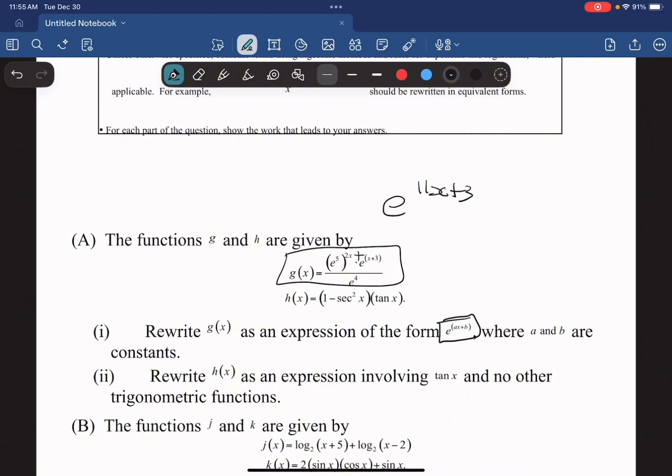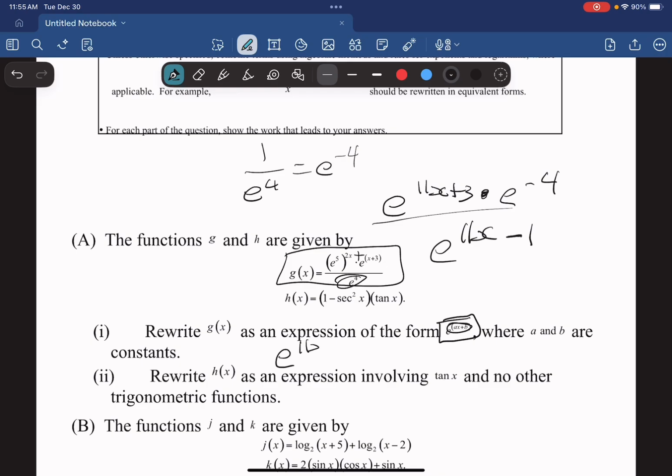And you know that when it's over an exponent, 1 over e to the 4 is equal to e to the negative 4. And since multiplication and division are pretty much the same, you can just say that's times e to the negative 4. And if we do our addition again, it will just be e to the 11x minus 1. And it wants you in ax plus b format for the exponent, and that's how we just did it, so you can just say that as the answer.